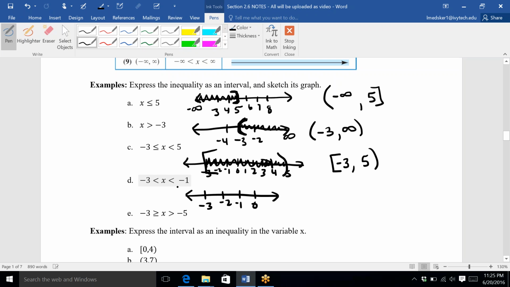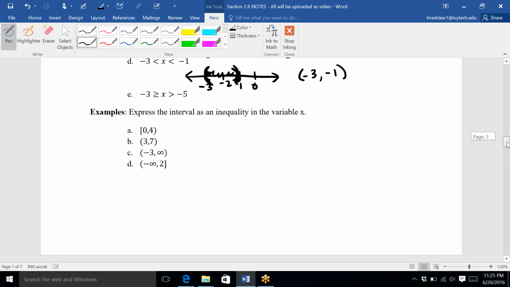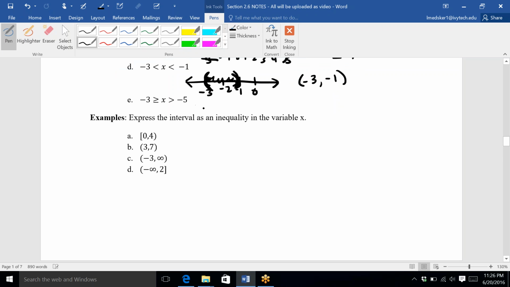This one is parentheses on both sides because you have no equal to bar, and x is still in the middle, so we shade in the middle. So that would be -3 to -1, both with a parentheses. And then the final one, this is in the wrong order, so sometimes I fix that.